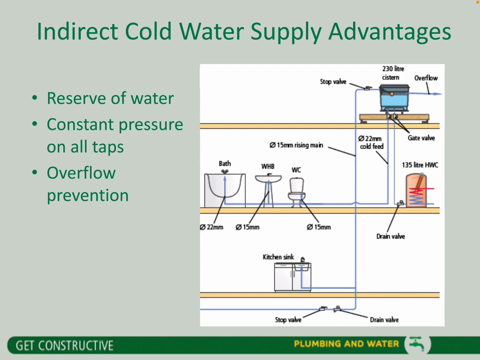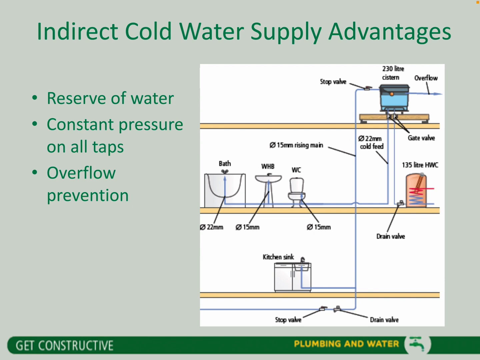It also means you will have constant pressure at all taps. You will not find that you will have a lack of pressure or your pressure system will drop. That's because you will have a constant supply of pressure from the attic. You also have an overflow prevention. So overflow there, you can see there as the line or the pipe coming off the cistern, which is at 22 millimeters. This will help prevent the system from overflowing.